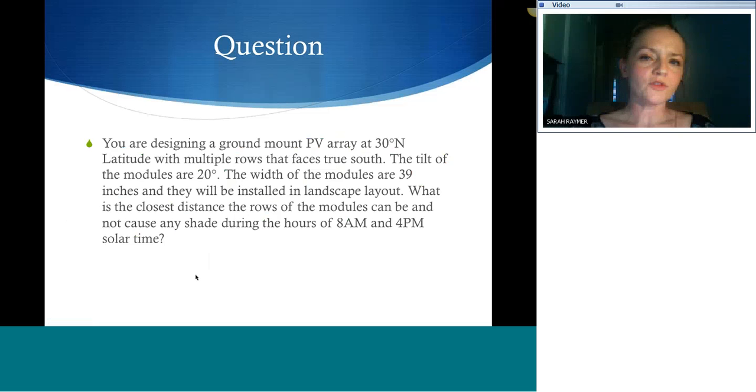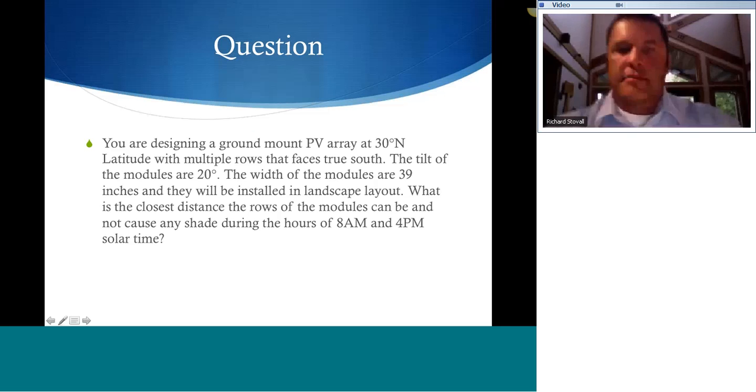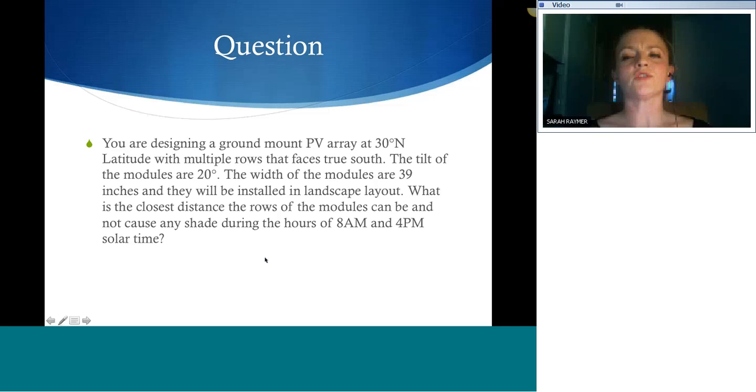So the question is, you're designing a ground mount PV array at 30 degrees north latitude with multiple rows facing true south. The tilt of the modules is 20 degrees, the width of the modules is 39 inches, and they will be installed in a landscape layout. What is the closest distance the rows of the module can be and not cause any shade during the hours of 8 a.m. and 4 p.m.?